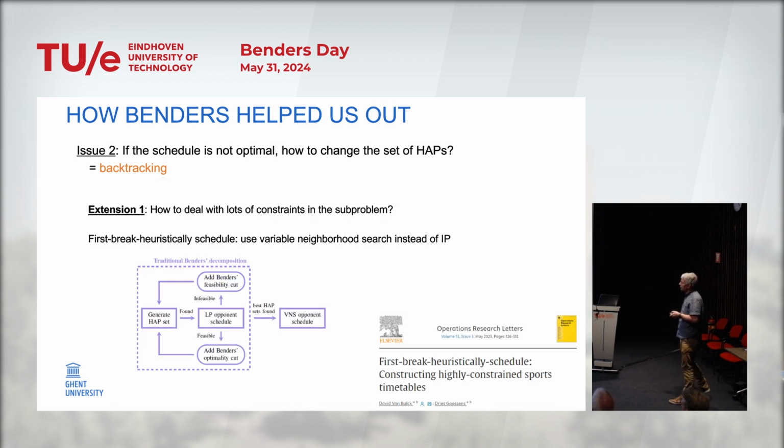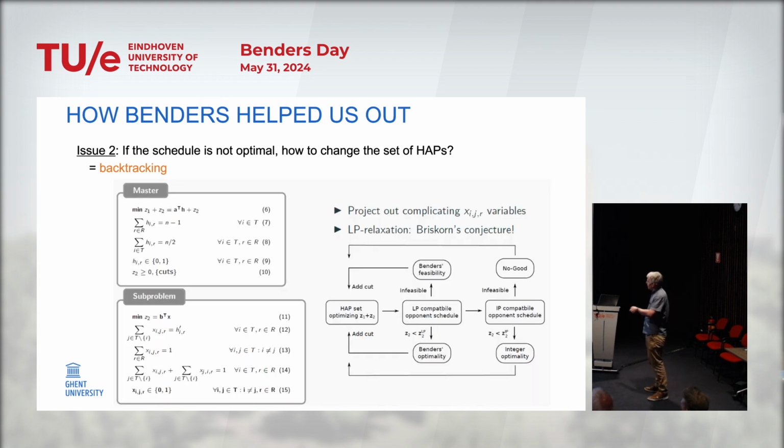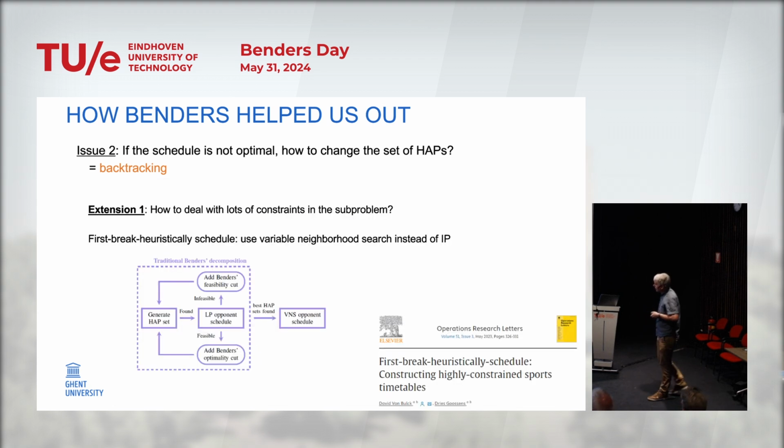Okay. There are still some extensions, because if you really have lots of constraints, which happens in practice, then solving this IP is really the bottleneck, right? You're not going to be able to do that, at least not very often. So in this first extension, we changed the strategy a bit. We developed what we call first-break-heuristically-schedule. And we replaced this IP with a variable neighborhood search, right?